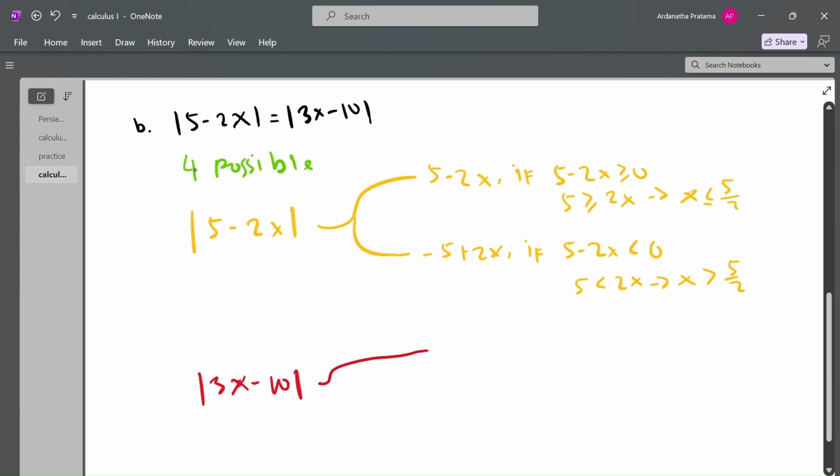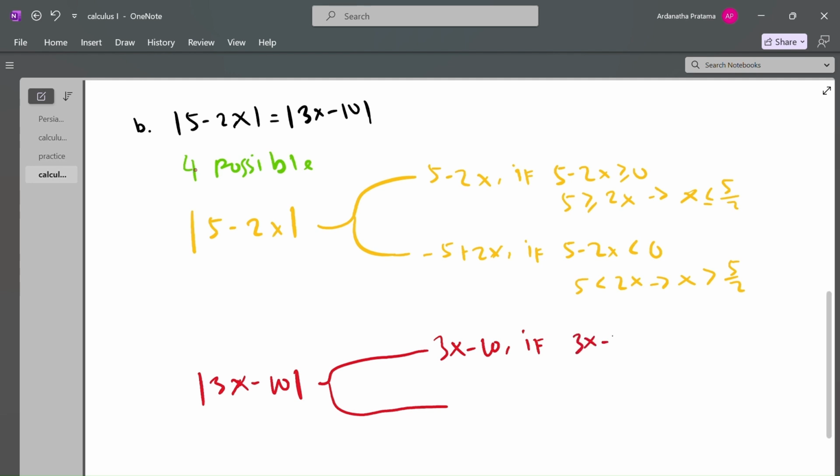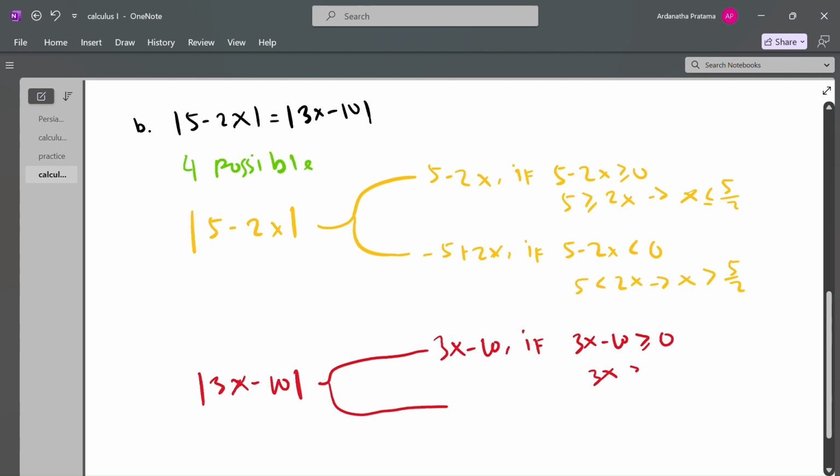So for the first equation, it will be 3x minus 10. Once again, if 3x minus 10 is greater or equal to 0, so here we have 3x is greater or equal than 10, and we have x greater or equal to 10 over 3.